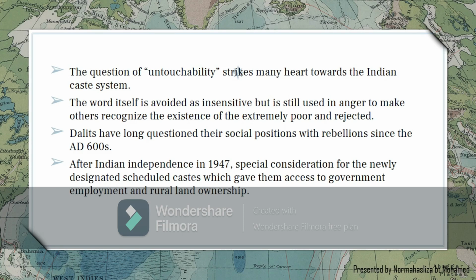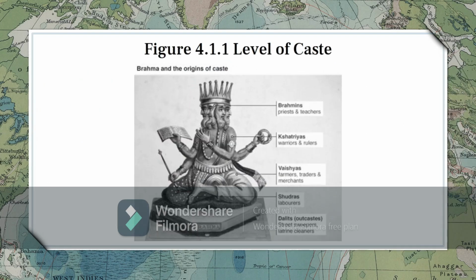Dalits have long questioned their social positions, with rebellions since the 1800s. In the typical South Asian village of the past, landowners, tillers, carpenters, porters, barbers, brides, and other groups worked within the local hierarchies for the common good. As you can see, this is the level of caste. The caste system divides Hindus into four main categories: Brahmins, Kshatriyas, Vaishyas, and Shudras. Many believe that the groups originate from Brahma, the Hindu god of creation.